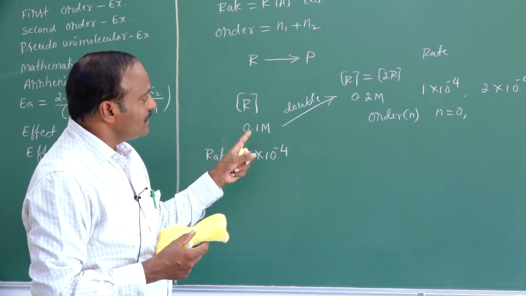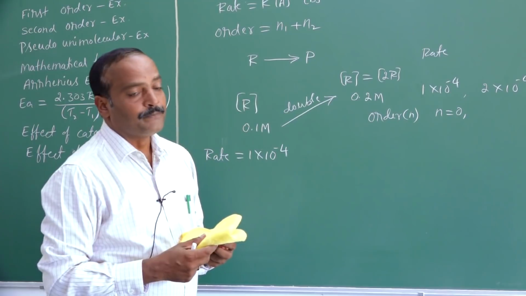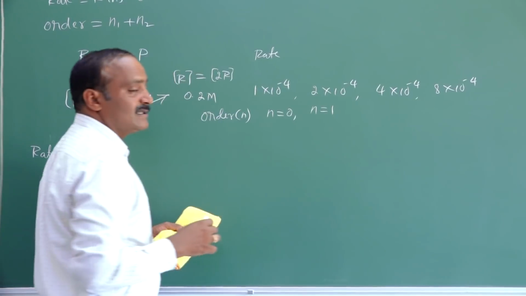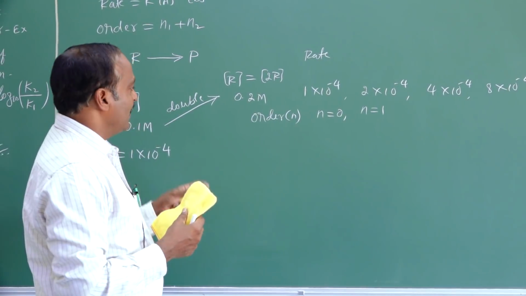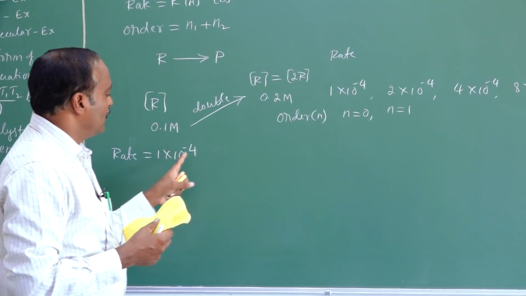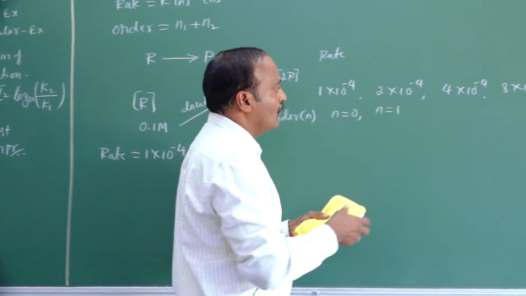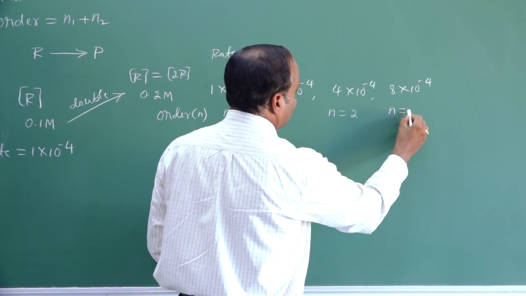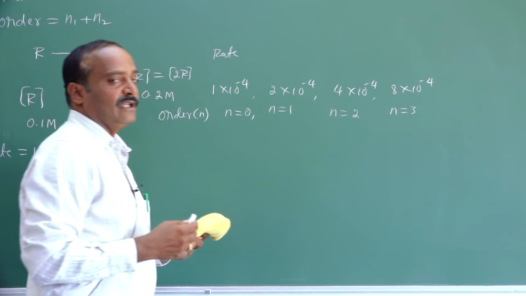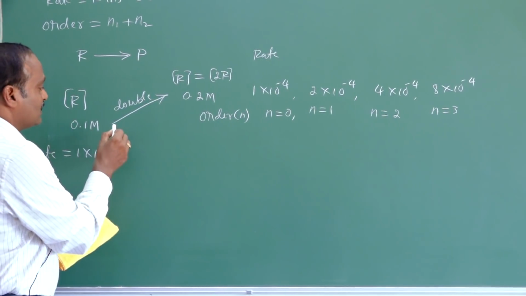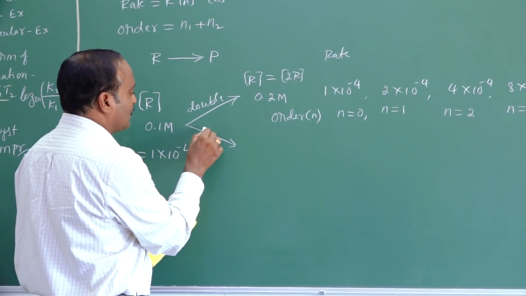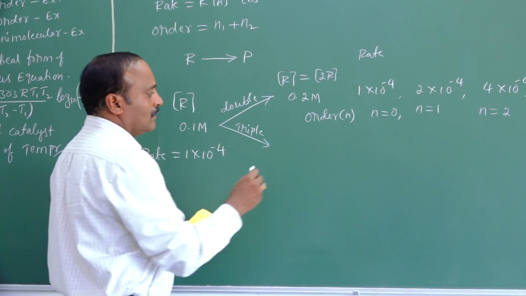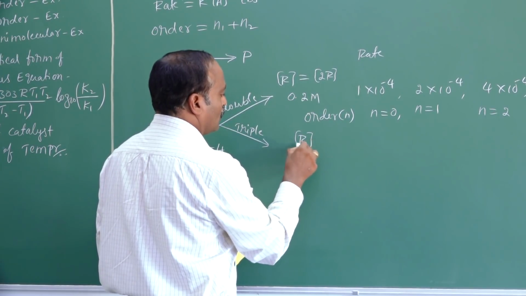When the concentration of the reactant is doubled, the rate is also doubled. What is the value of n? n is equal to 1. When the concentration of reactant is doubled, the rate increases by a factor of 4: n is equal to 2. The rate increases by a factor of 8: n is equal to 3. When the concentration of the reactant is tripled, that is R becomes 3R.